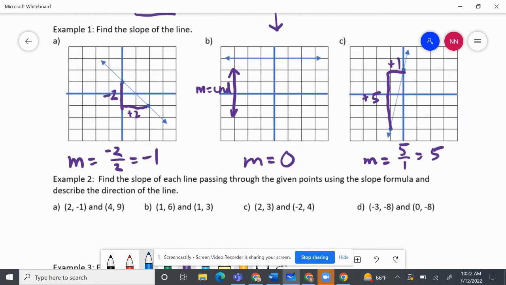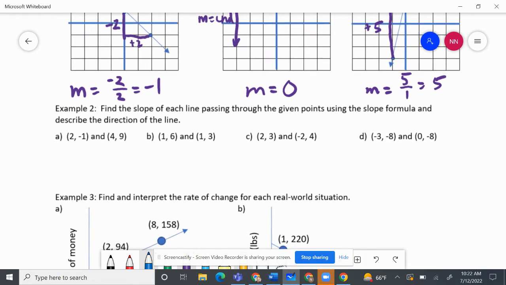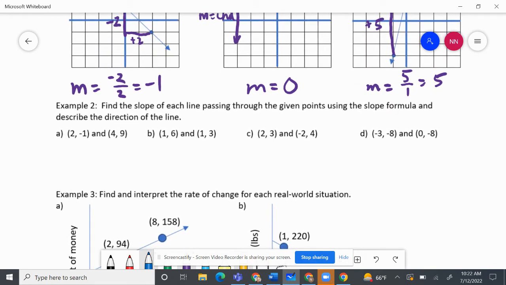Now what we're going to do is look at finding the slope when we just have 2 ordered pairs. So we're going to look at the subtraction. For the first one, I'm going to take my second y, which is 9, and subtract my first y, which is negative 1. And then I'm going to subtract my first x from my second x. So that gives me 9 minus a negative 1 is 10. And then 4 minus 2 is 2. And that, of course, gives me a 5.